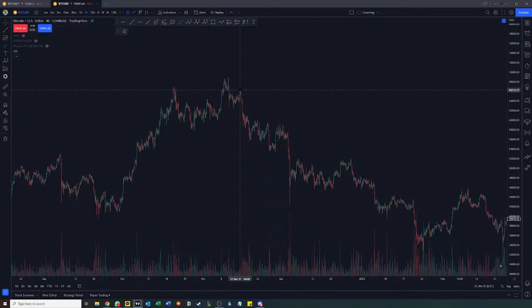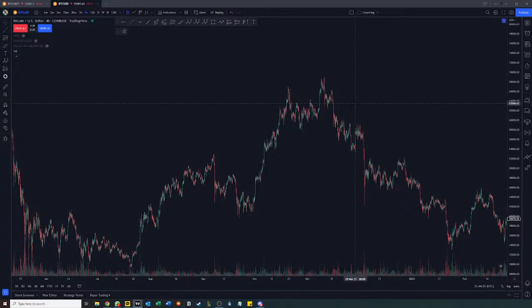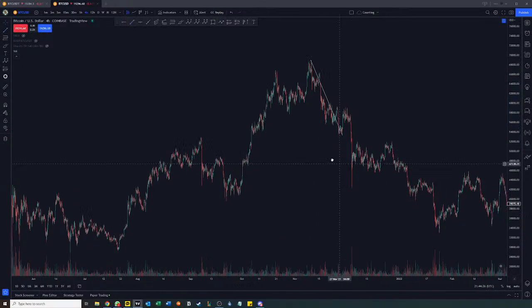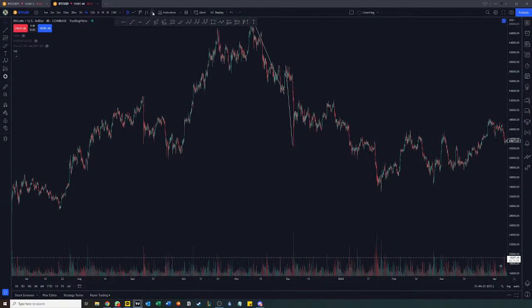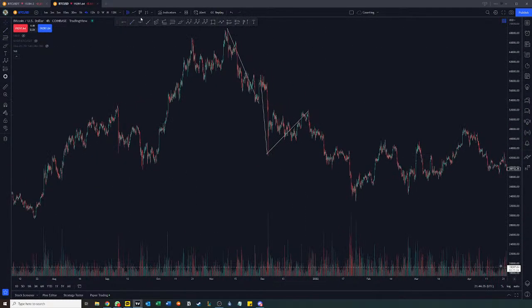I'm not sure if there was this wave here or not, but from what I've seen, I can easily see this is one trend. This is one trend. And this is one trend going upwards. This is one trend going downwards.